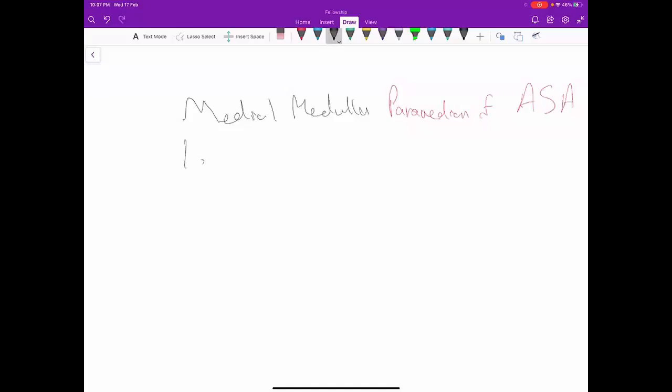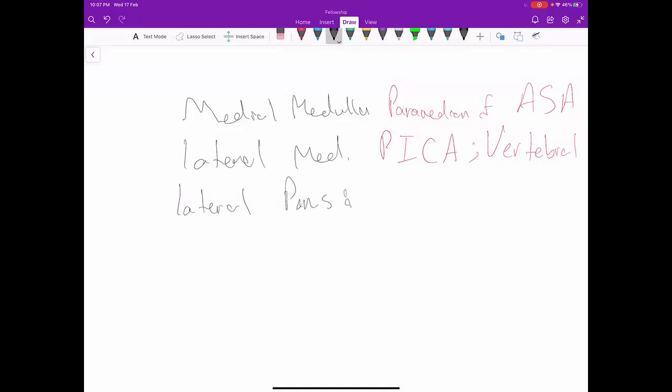What about lateral medulla? PICA. Excellent. And PICA is a branch of what? The vertebral artery. The last thing: lateral pons. What's the artery that supplies it? Anterior inferior cerebellar artery, as well as branches of the basilar artery. No, not as well as. AICA is a branch of the basilar.